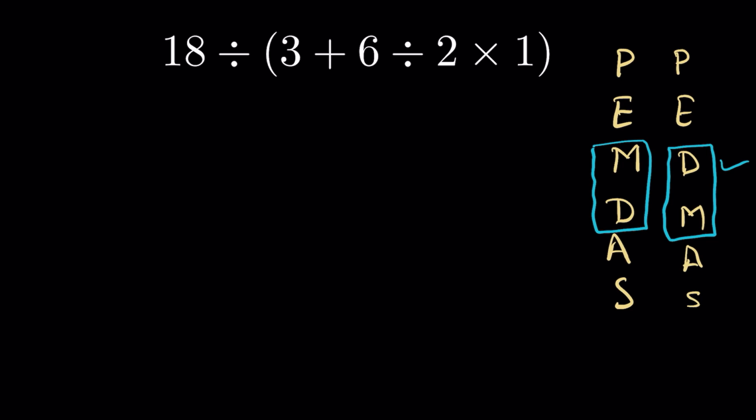So to rule out any confusion, multiplication and division are given equal priority. That means you have to solve them from left to right, whichever comes first. Either you follow PEMDAS or PEDMAS.